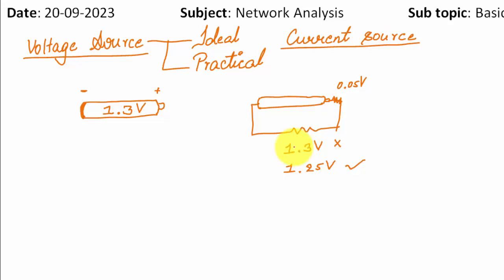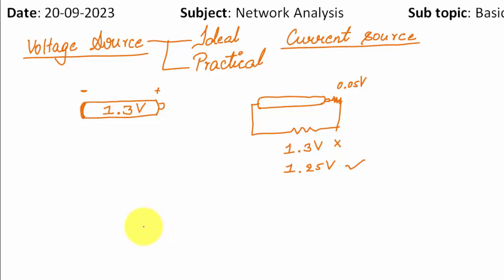Ideal brain means what? Whatever we have studied, each and everything should be replicated during the exam. But really, is it possible? No, not at all possible. So I guess this is the best way of explanation with respect to voltage source and current source. But with respect to the network subject, if you explain like this, it is wrong.